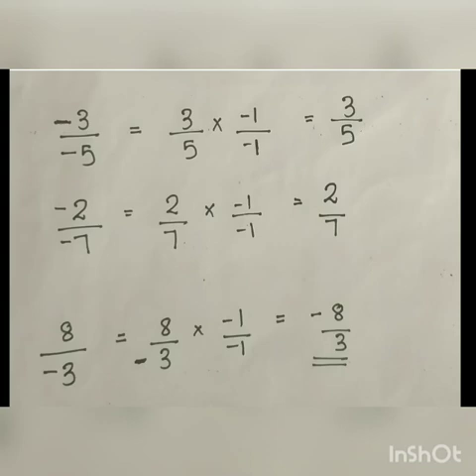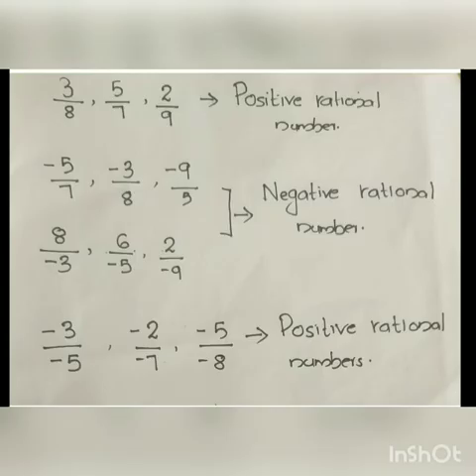So, understood what positive and negative rational numbers are? If both the numerator and the denominator are positive integers, then they are positive rational numbers. Similarly, if both the numerator and the denominator are negative integers, then also they are positive rational numbers. If either the numerator or the denominator is a negative integer, then it is a negative rational number.